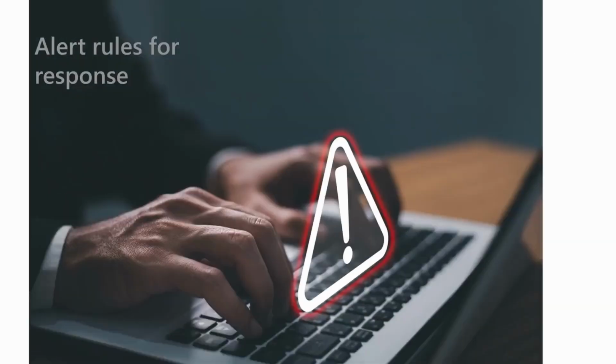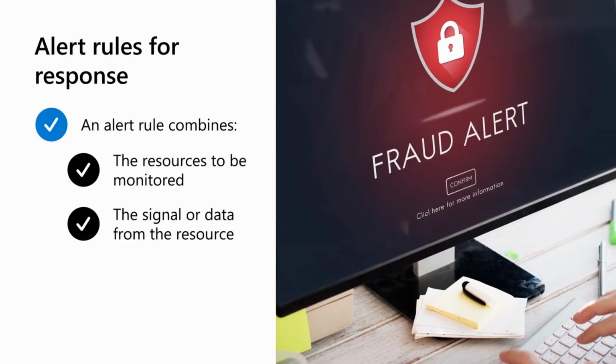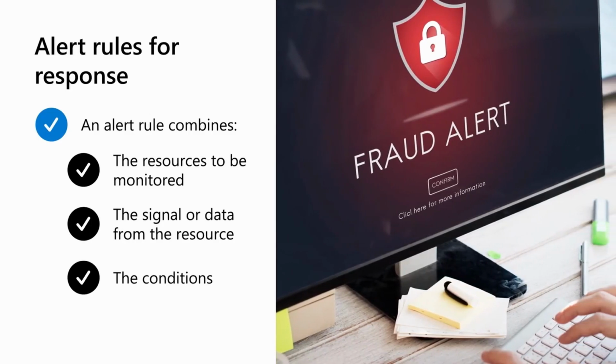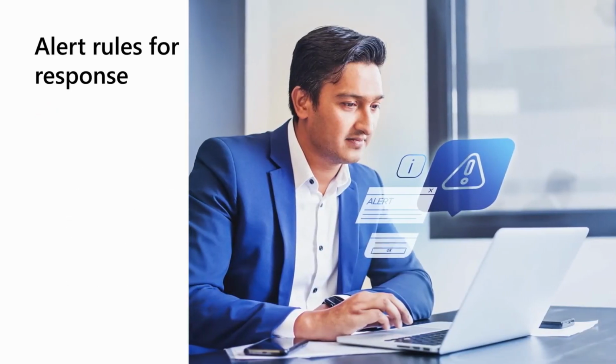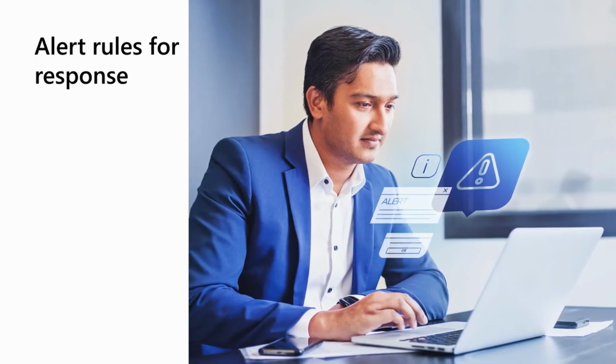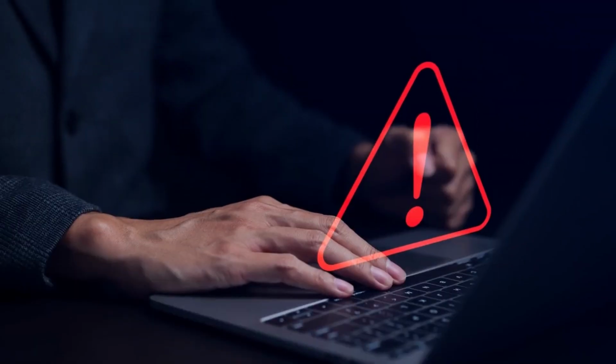An alert rule combines the resources to be monitored, the signal or data from the resource, and the conditions. If you're monitoring more than one resource, the condition is evaluated separately for each resource. Alerts are fired for each resource separately. Here are some related concepts you need to know about.